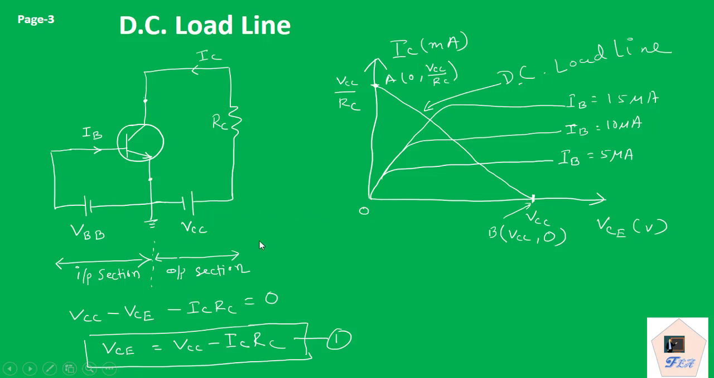Here we have the input section and output section, and if we concentrate on the output section and apply KVL in this particular loop, we find that VCC minus VCE minus the drop IC into RC is equal to 0. That means VCE is equal to VCC minus IC into RC. This is a very important equation for the transistor amplifier analysis.